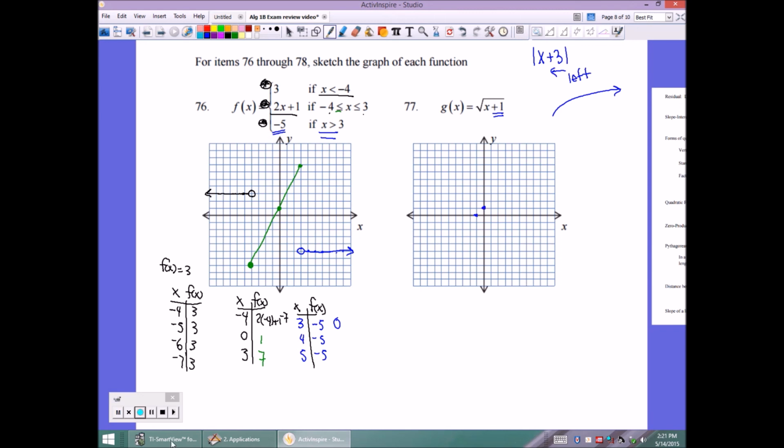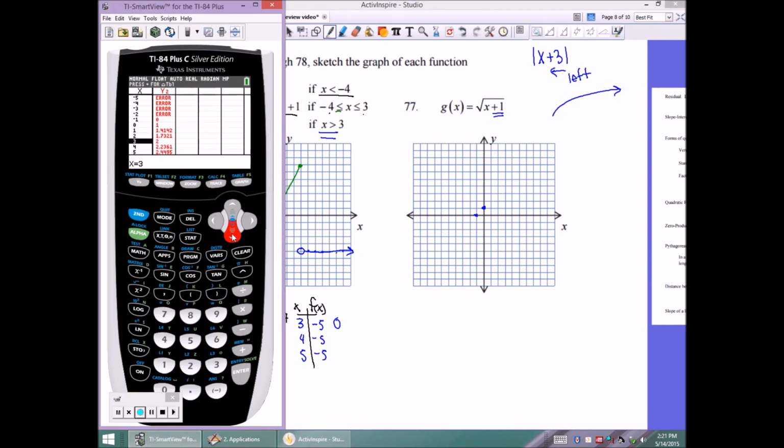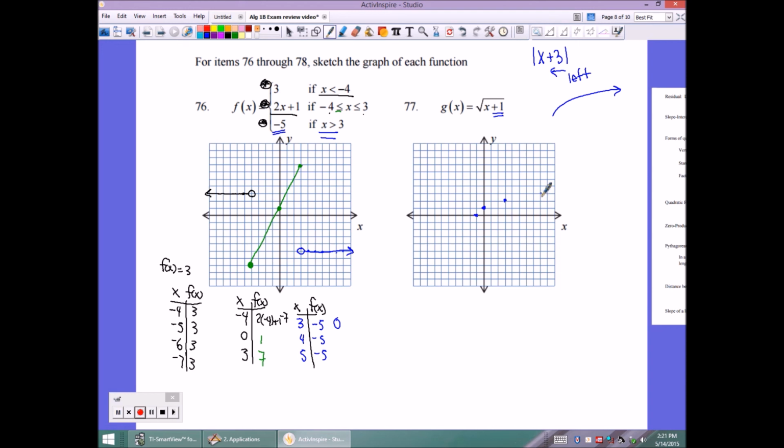Those were 2 points. If we keep going, 3, 2. Let's find one more. 3, 2, and 8, 3. So that would be the graph of that function.